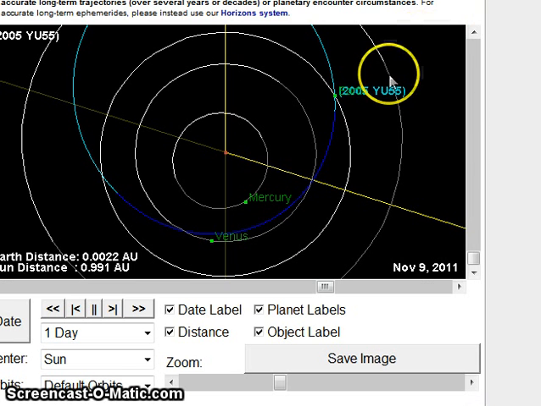This is the direction that YU55 is coming in. It's moving around this direction. It goes in between Venus and Mercury, and then it crosses Earth's orbit. See, Earth is right there. Here's Earth's orbit. It crosses Earth's orbit at approximately, I don't know, I'm just going to guess, like 30, 40 degrees, something like that.